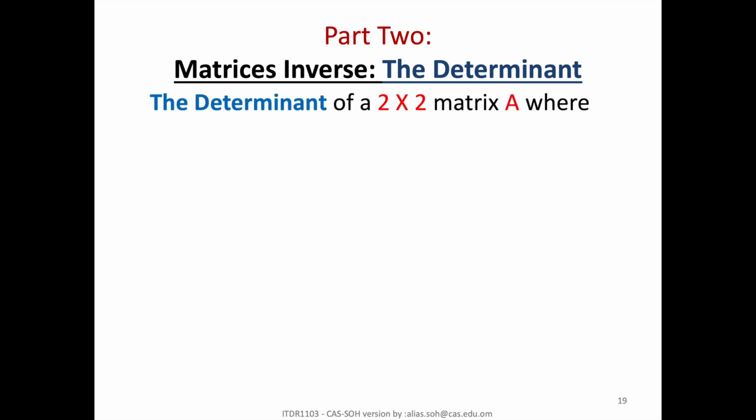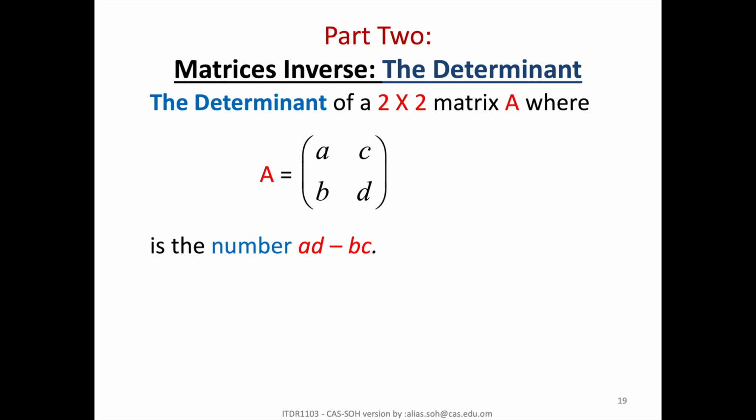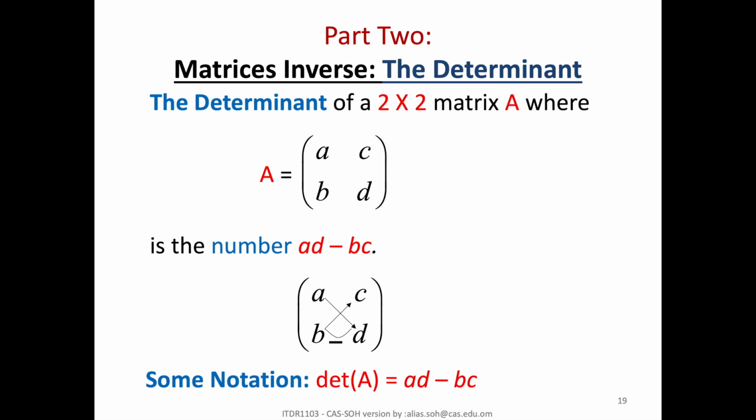The determinant of a 2 by 2 matrix, for example, a matrix A, B, C, D, is A times D minus B times C. Let's see it in another way. Here we have the determinant. So the determinant is the result of subtracting B times C from A times D. And we can use this notation.